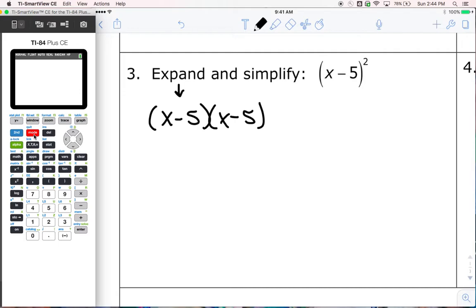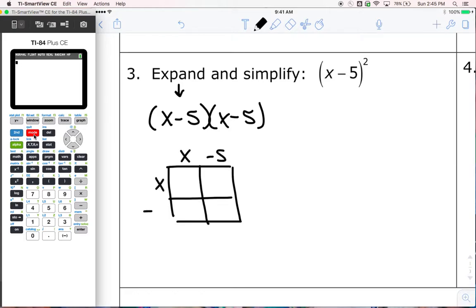And then we learned 3 different ways to do this. We learned box method, foiling, and double distribution. Most of my students prefer box, so I'm going to set this up using the box method. All right, these terms go on the outside. So x and negative 5, x and negative 5, and now I'm doing the multiplication inside the box.